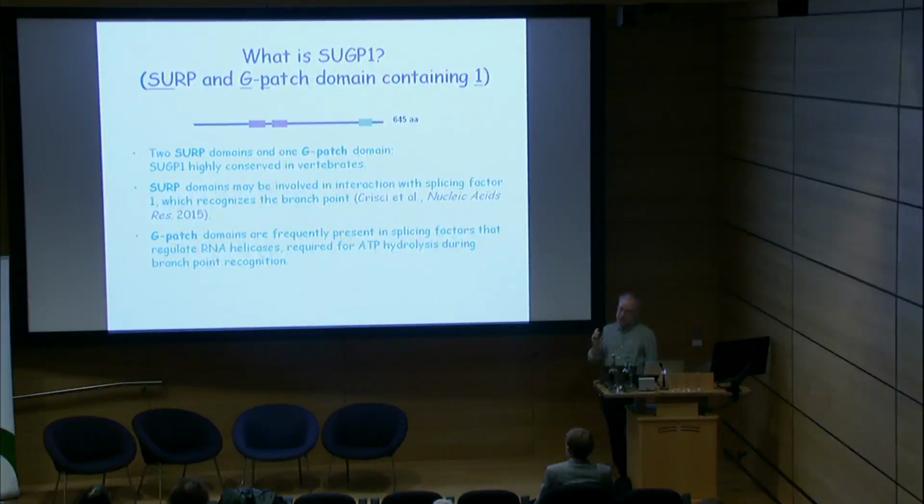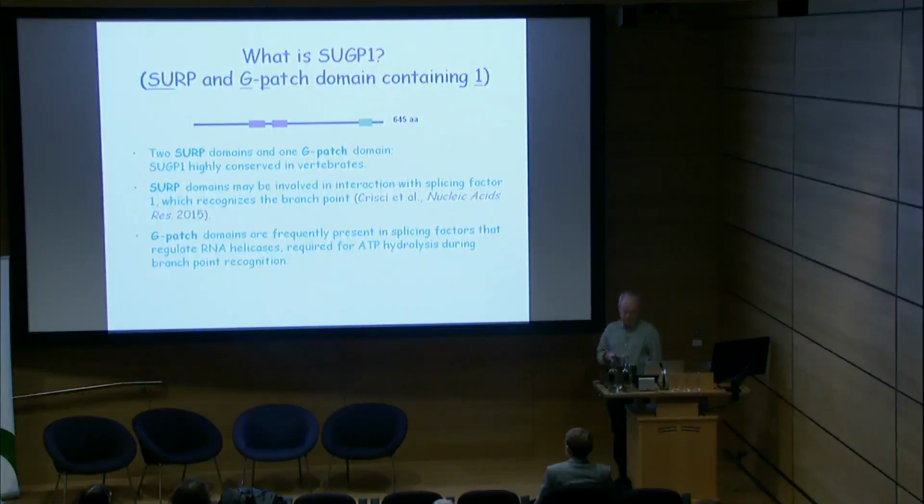In addition, there are some MDS mutations in SF1 as well. They're rare, but that's bringing all these things together. A G-patch domain interacts with DEAD-box RNA helicases and helps to activate them. So we believe that this interaction is also important for function.